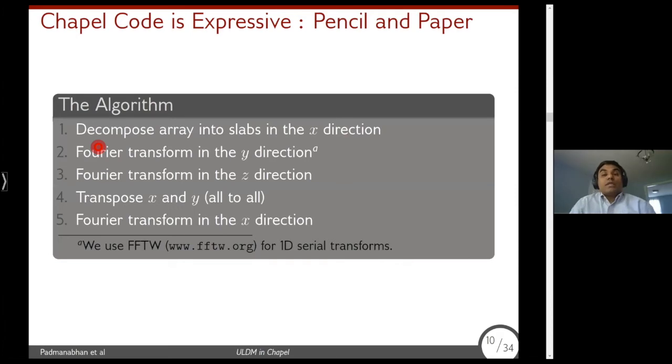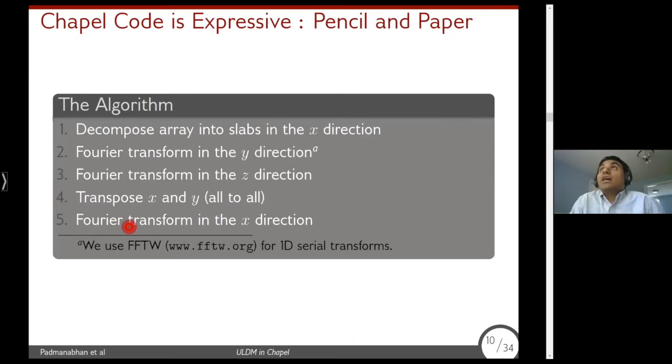So what does a distributed FFT look like? Well, you distribute the array, and then you basically do three Fourier transforms. You Fourier transform in the two dimensions that are local to you, and then you transpose two of your dimensions, and then do your last Fourier transform. Writing down the pencil and paper version of this code was relatively simple.